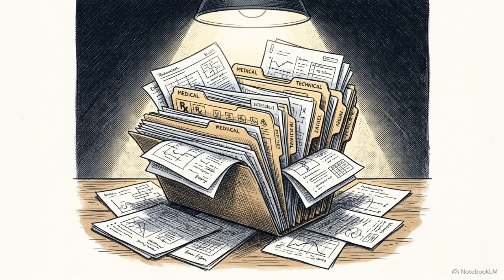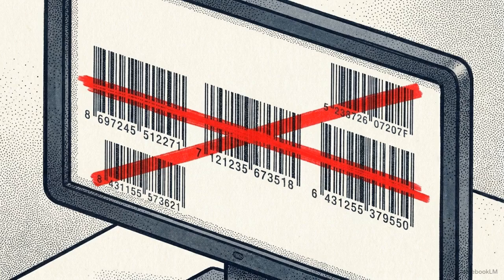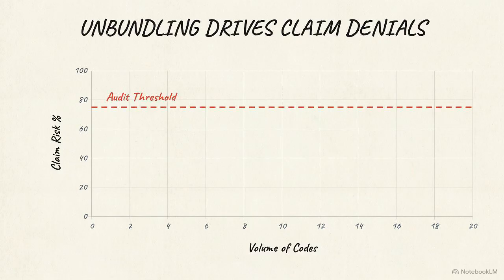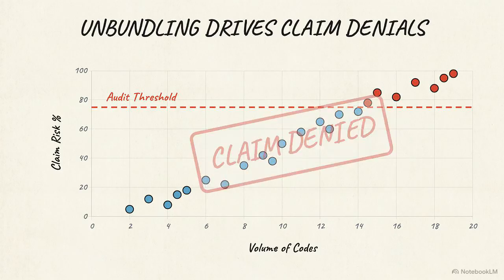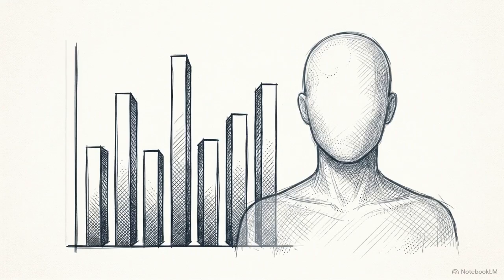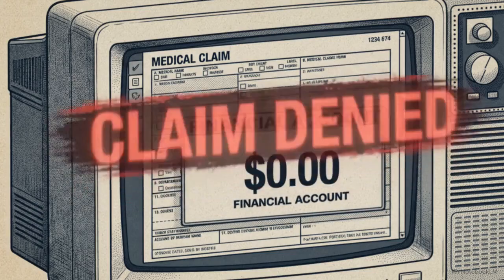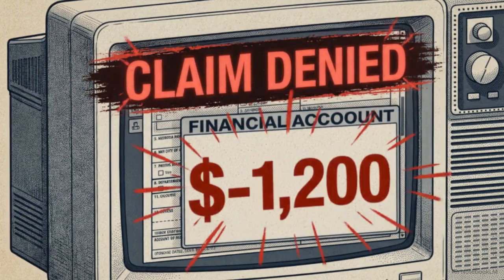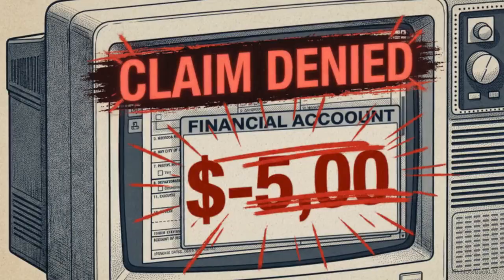The fundamental error coders make is unbundling, assigning multiple independent codes when the manual explicitly provides a single combination code for that exact scenario. This chart visualizes the result of unbundling. It artificially inflates the volume of codes on a claim, which automated audits flag as over-reporting, pushing the data past the threshold into a denied claim. The opposite error is failing to add a specificity code when the combination code lacks detail. This leads directly to underreporting the patient's true severity of illness. These workflow errors translate clinical inaccuracies directly into immediate compliance violations and severe financial denials for the provider.